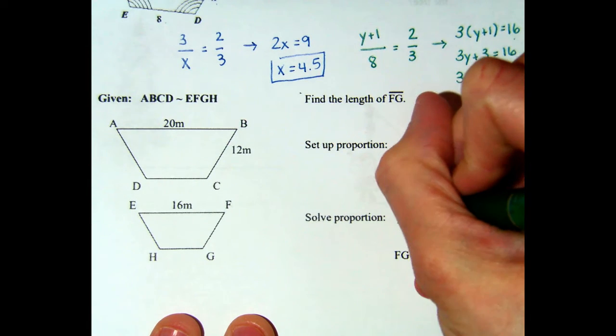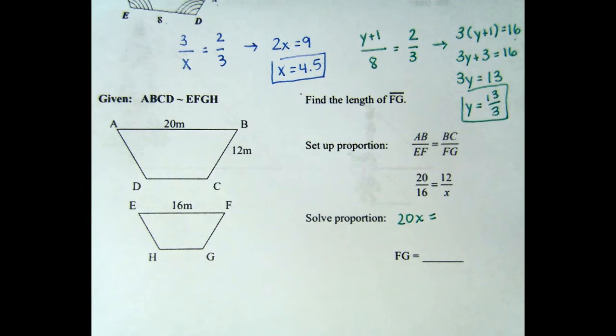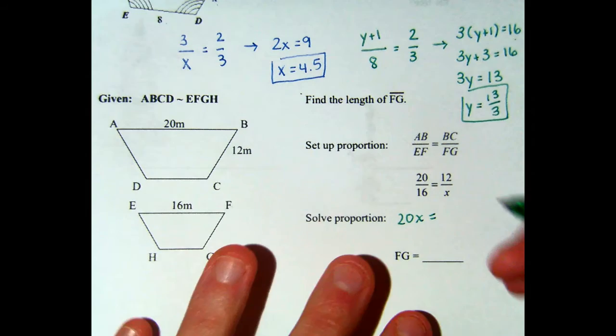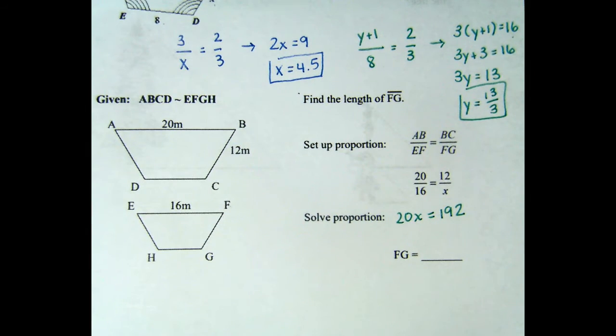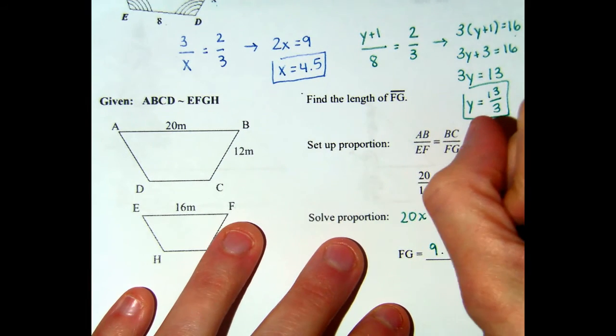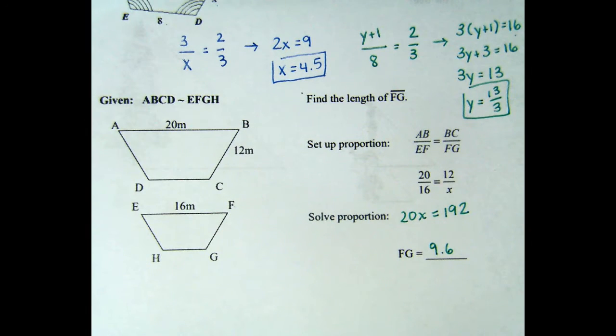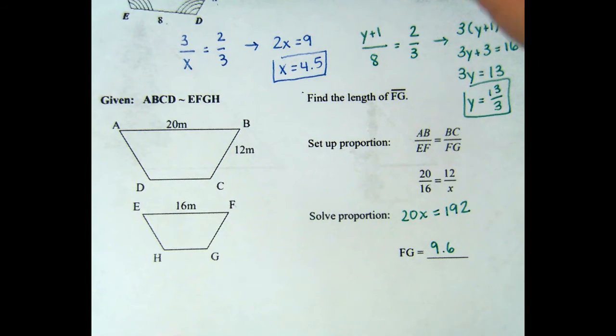So 20 times x equals whatever 16 times 12 is. 192. Then we're going to divide by 20. FG is 9.6. Check, make sure you got the right answer.